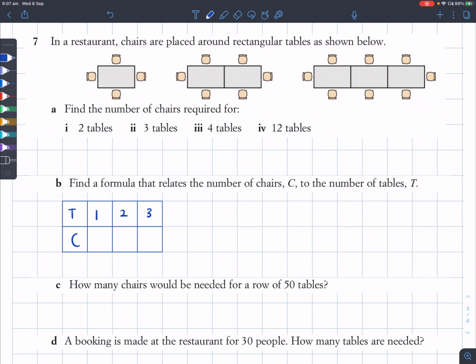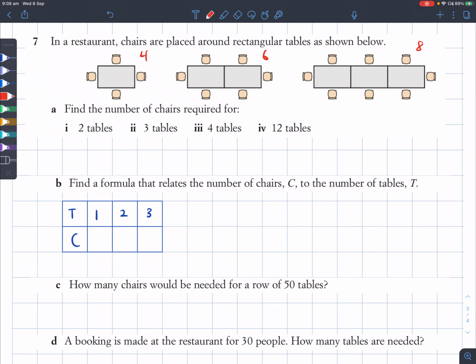In question 7, in a restaurant, chairs are placed around rectangular tables as shown below. So we can see that for a table, we've got 4 chairs around it, and then we have 2 tables. What's the difference between this one and this one is that there are now 6 chairs compared to 4 chairs, and then this one would have 8 chairs. Okay, so I'm gonna write that down. So we've got 4 chairs, then we've got 6 chairs, and then we have 8 chairs.